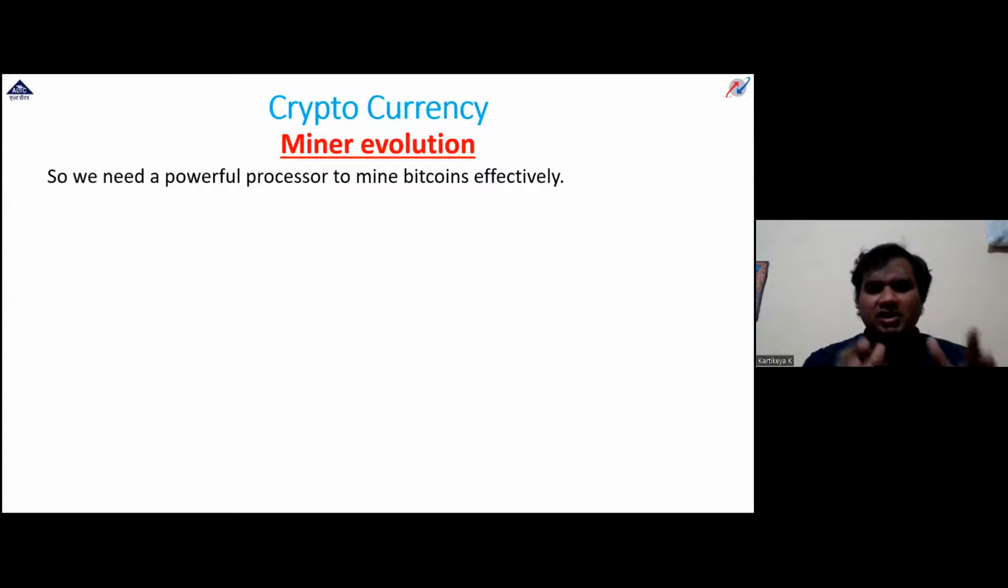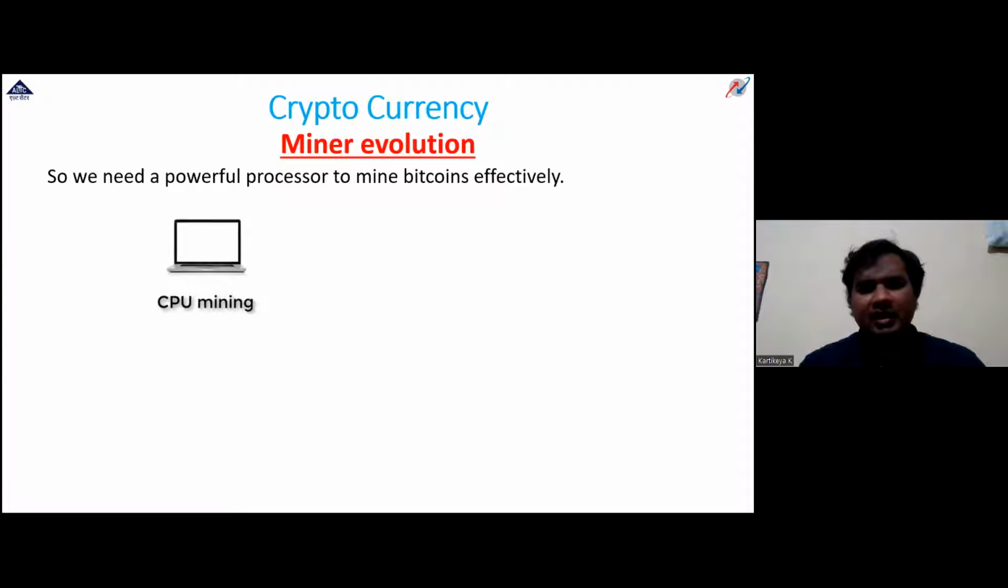So we shall see now the miner revolution. How, at the beginning, when Bitcoin was emerging, what was the scenario at the beginning and what is the present situation now? In the early stages of Bitcoin, users used to mine Bitcoins with a normal CPU itself.